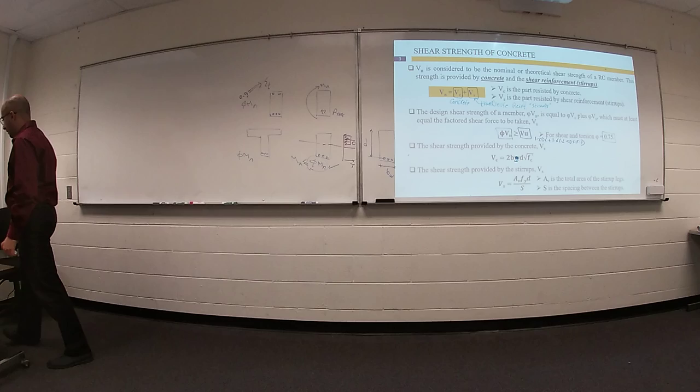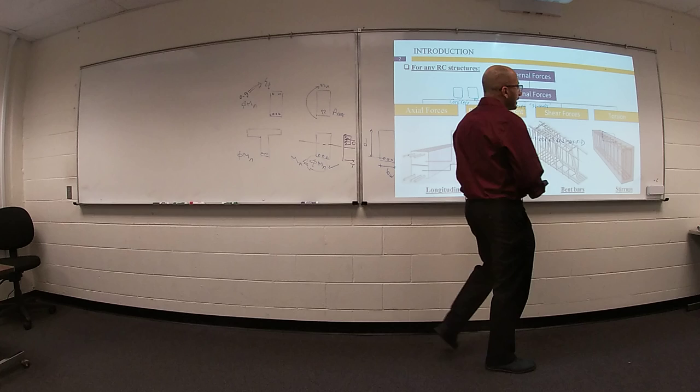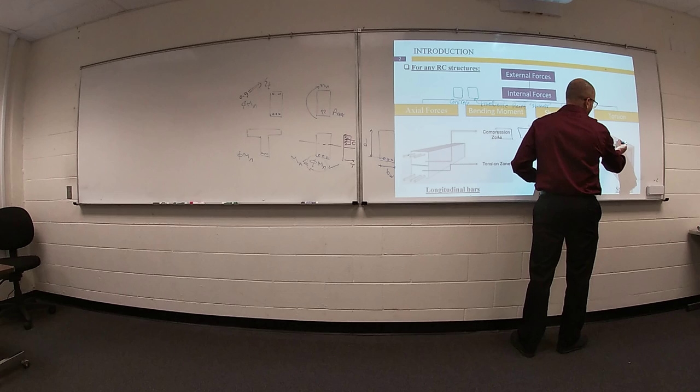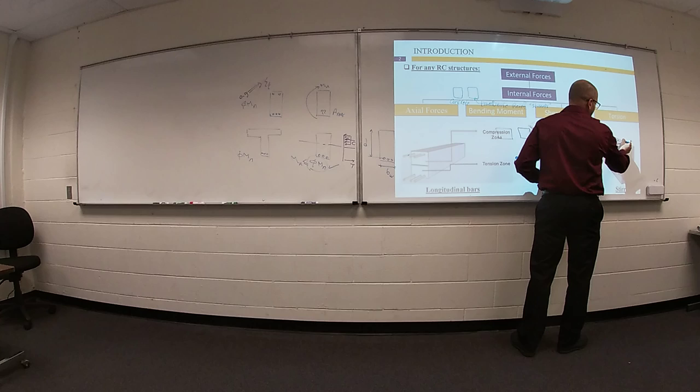s is the spacing between stirrups, between this stirrup and this one, and this one, and this one, we have equal distance. This distance is called s. s, spacing between stirrups. Av is the cross-section area of the stirrup legs.